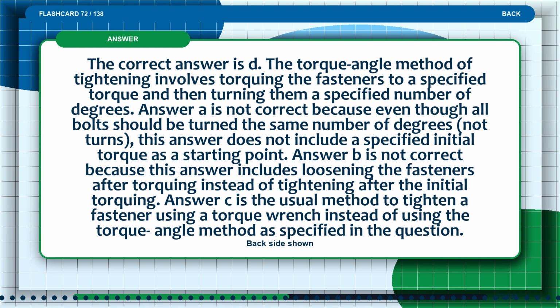Answer B is not correct because this answer includes loosening the fasteners after torquing instead of tightening after the initial torquing. Answer C is the usual method to tighten the fastener using a torque wrench instead of using the torque angle method as specified in the question.